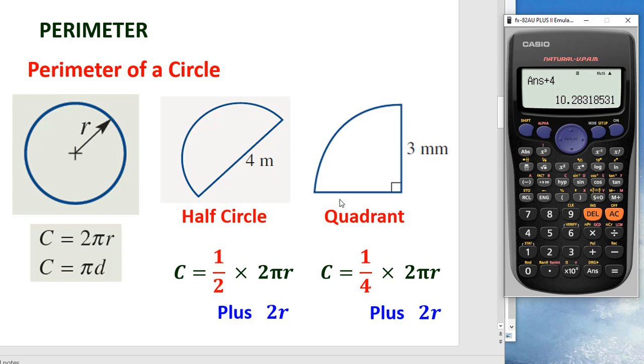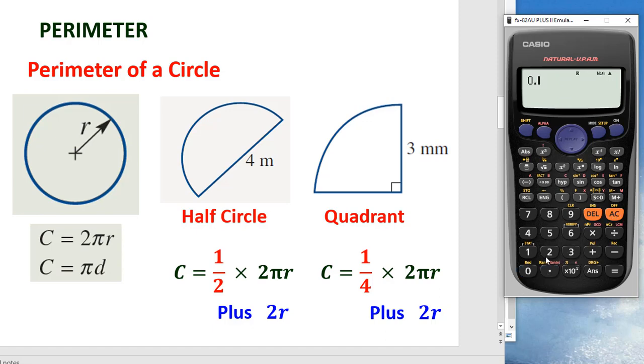For a quadrant, again, this time we've got 3 sides. We've got a curved side and we've got 2 straight sides. We can assume, being a quadrant, that this side here will be the same as this. This will be the radius. So we've got a 3 here and a 3 here. In this case, because it's a quarter circle, this curved bit will be a quarter times 2 times pi times r.